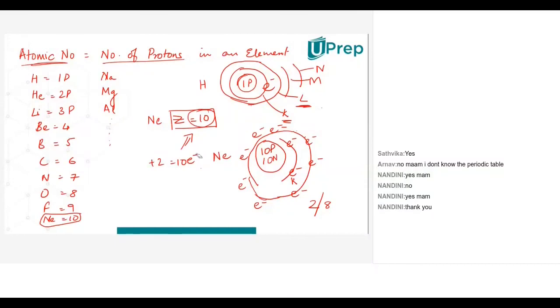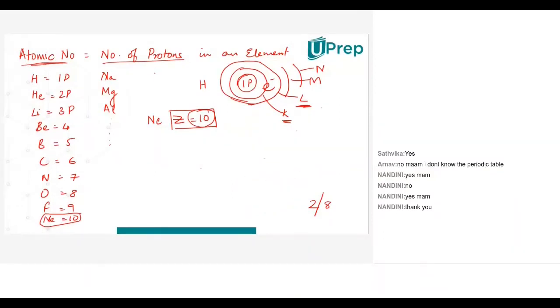Now, similarly, can you tell me the electronic configuration for magnesium? Magnesium has atomic number 12. I want you to tell me what will be the electronic configuration of magnesium. Did everybody understand how it is 2, 8, 2? Very good, Shubham. That is the right answer. Let me know if you understood.